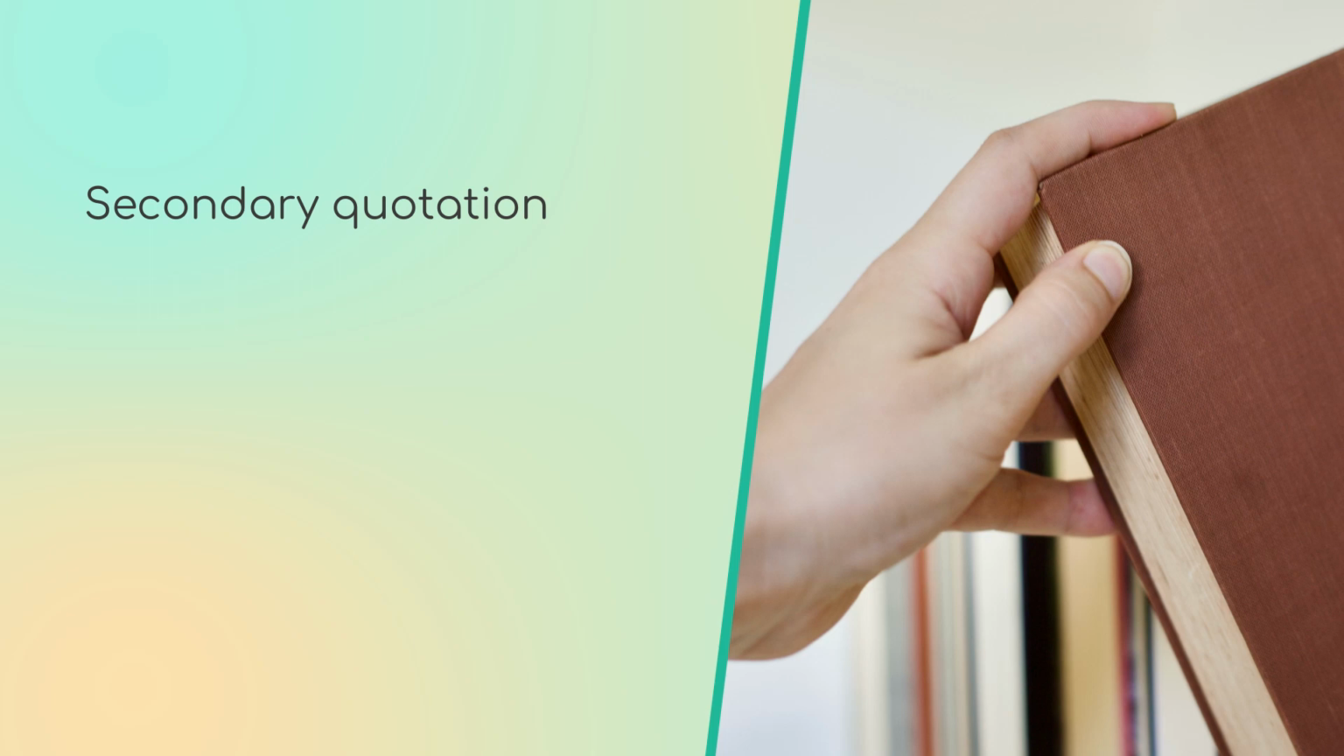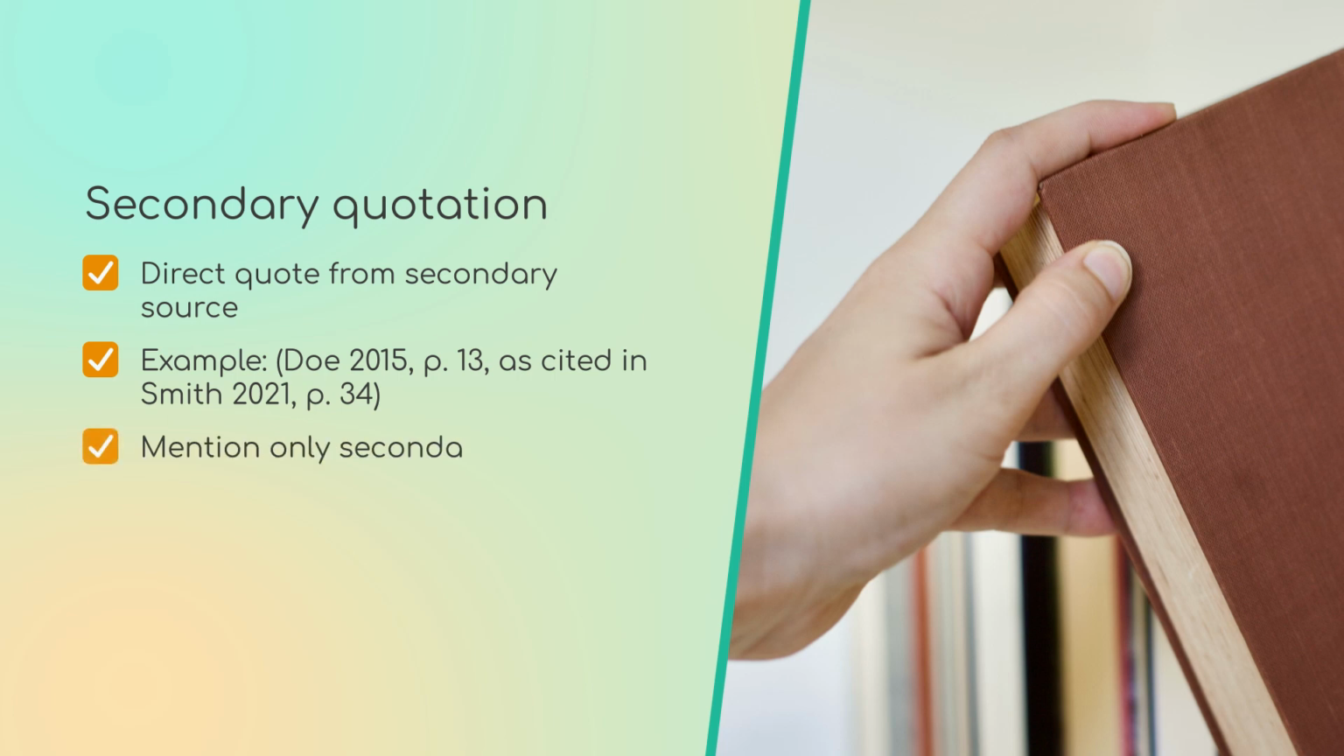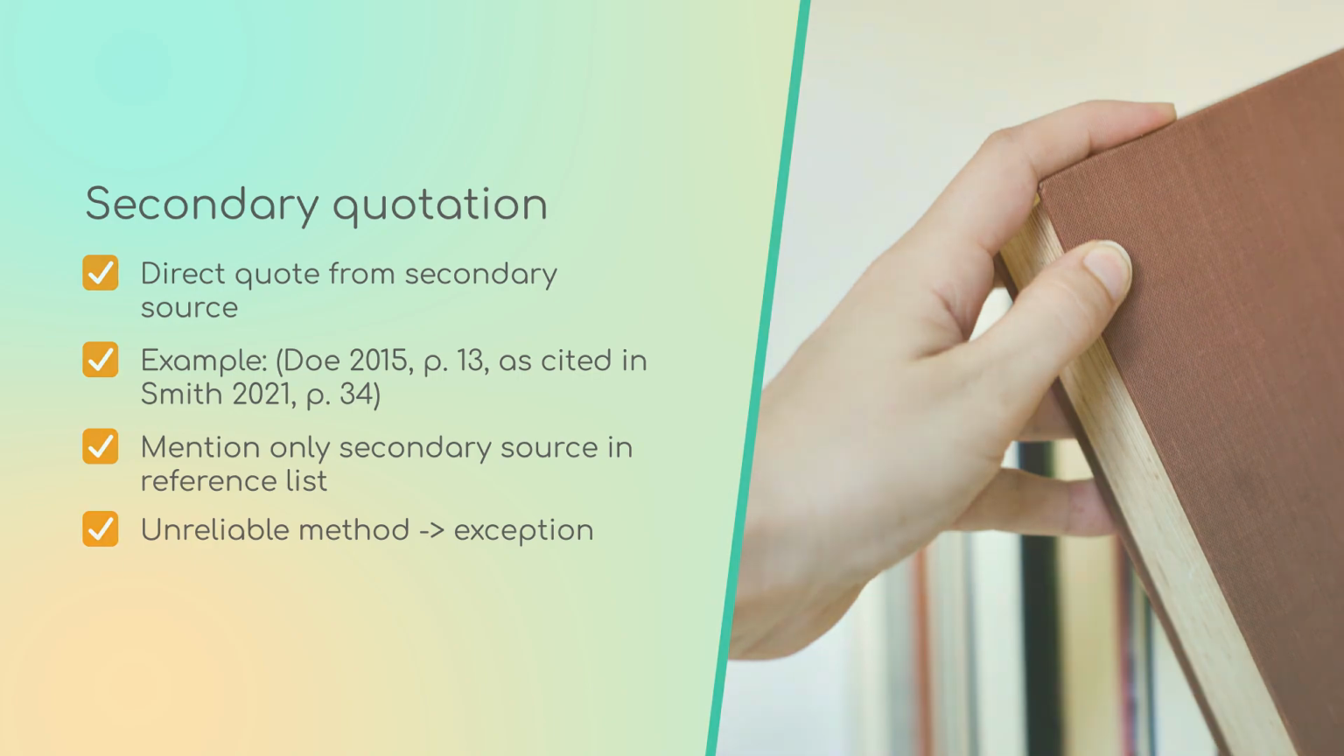Another special case of a direct quotation is the secondary quotation. Here you quote a text passage not from the original source, but from a secondary source. To make this clear, you use the phrase "references cited in." In the reference list, you only indicate the secondary source though. However, you should use secondary quotations only in an emergency, namely when you cannot access the original source. This is because those who use secondary quotations are unable to verify whether the original source is correctly presented.